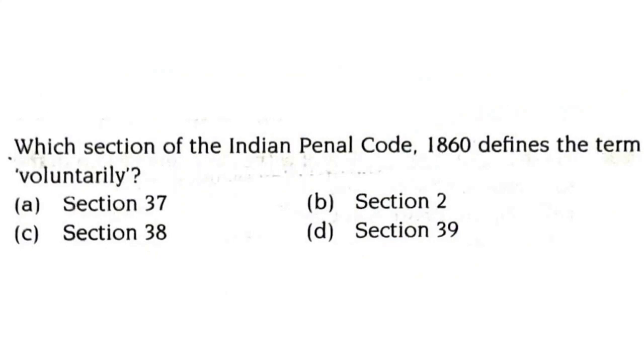Which section of the Indian Penal Code 1860 defines the term voluntarily? Section 37, 2, 38 or 39? The term voluntarily is defined under Section 39 of the IPC. A person is said to cause an effect voluntarily when he causes it by means of intention to cause it. If there is an intention to cause that, then it is defined as done voluntarily. So it is defined in the IPC under Section 39.